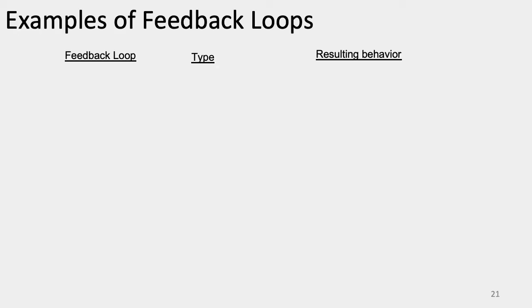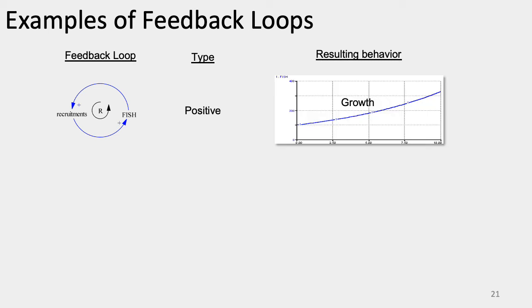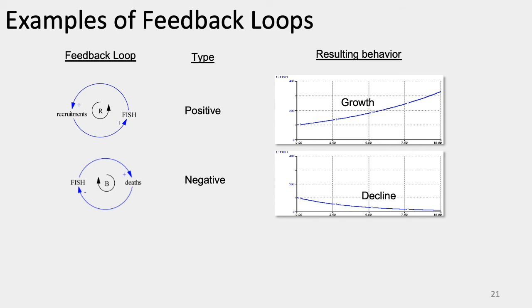Examples of feedback loops. As we have more fish, we have more birth or recruitment, and as we have more recruitment, we have more fish. Yes, that's a positive feedback loop, and the resulting behavior is growth. More fish, more birth. The other kind is with more death, we have less fish, and if less fish, we have less death. And this is a negative feedback loop that results in a decline.